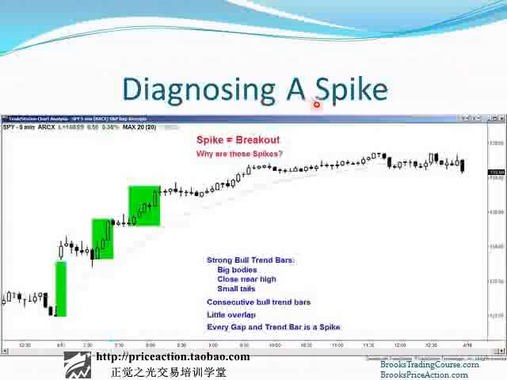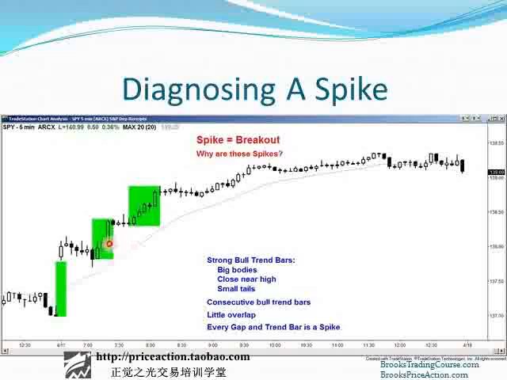And how do you diagnose a spike? Well, you just look for big bull bodies, closes near their highs, small tails. Here's a gap, that's part of a spike. We have a series of 3 consecutive bull bars, and there are gaps. The close of this bar is above that high. The close of this bar above that high. Close of this bar above the high. Close of this bar above the high. So the market is gapping up on a lot of the bars.